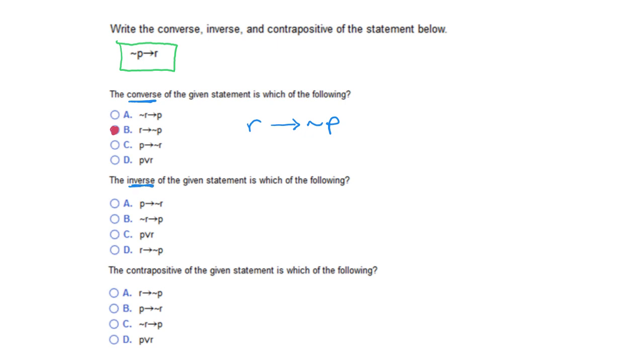Next, we're going to do the inverse of the original statement. The inverse is to take the negation of both sides. So I will write the original, if not P, then R. And now we have to take the negation of both sides. This is how you find the inverse. After cleaning that up, we know the opposite of not P makes that P, implies not R. And the answer that matches that will be A.